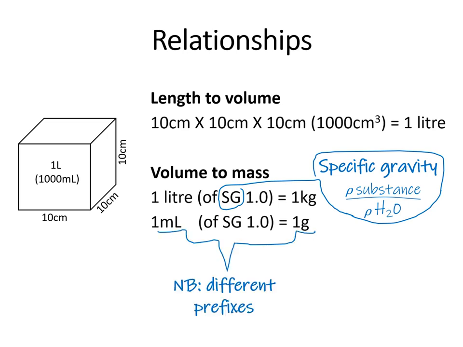What we can note from this is that the prefixes for volume and mass do not correspond. That is, when applied to a substance, milligrams do not correspond with millilitres. Rather, milligrams correspond with microlitres, grams with millilitres, and so on.